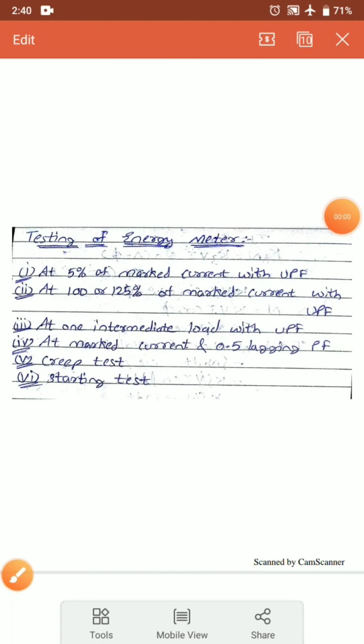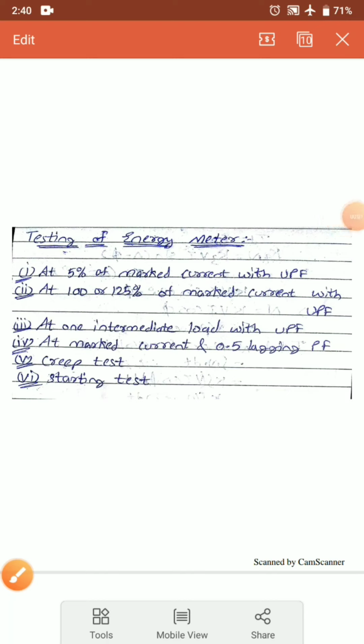Good day everyone. In the previous lectures, we have discussed energy meters, their construction, working and principle of operation. In today's lecture, we'll be discussing the various testing methods of an energy meter. In that, we'll be discussing the creep test, starting test, long period dial test, short duration test and phantom loading.